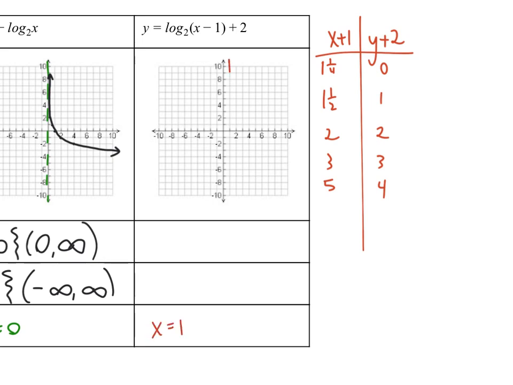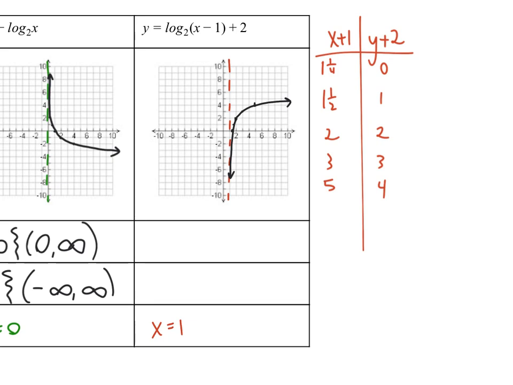So I'm going to draw that in. 1 1/4, a little bit over. I'm going to start right about here. And then I have 1 1/2, 1. It goes up just a little bit. 2, 2. 3, 3. 5, 4. Right here. Approaches my vertical asymptote, and then we're just going to continue this on.